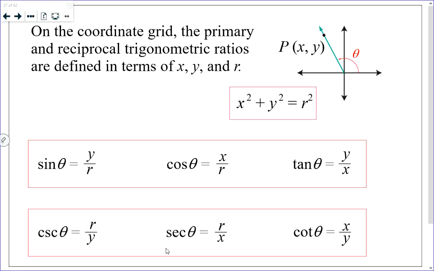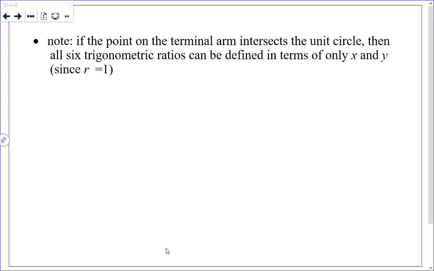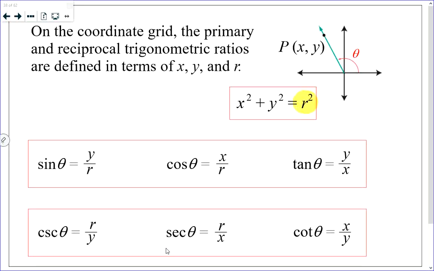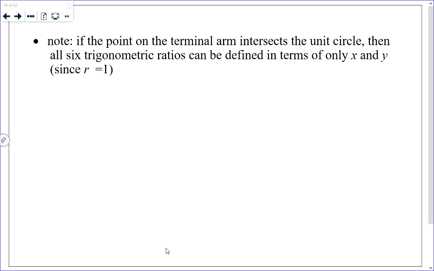And you can determine a missing value in that trio by using x squared plus y squared equals r squared. Of course, if the point is on the unit circle, you can just use r equals 1. In the handout I gave you in class, I believe it said x squared plus y squared equals 1 squared. It should say x squared plus y squared equals r squared. Once again, if the point is on the unit circle, then all 6 of these trig ratios, the primary and reciprocal, can be found by just using r equals 1. In other words, they can be determined by looking only at the value of x and y.